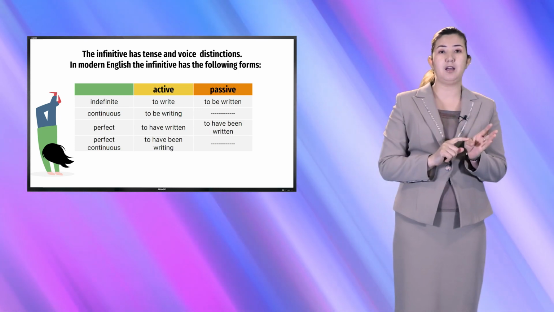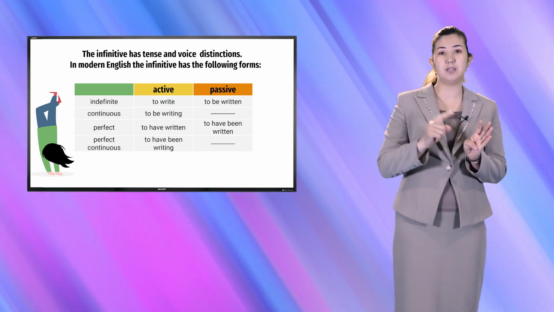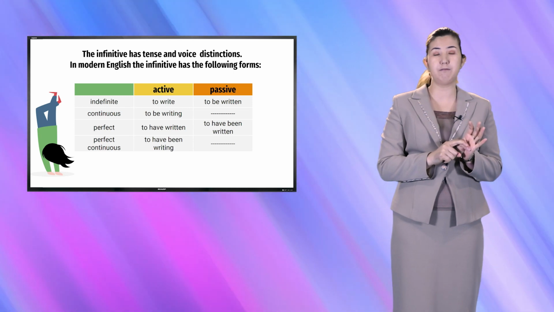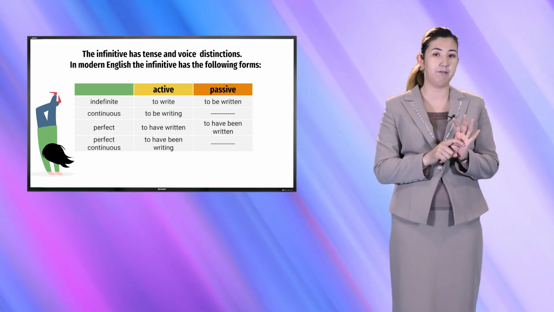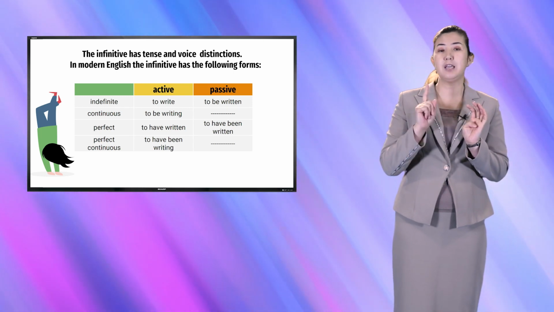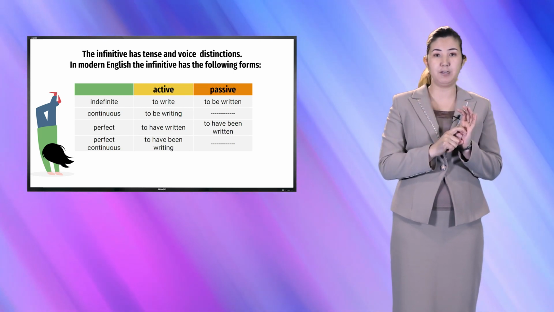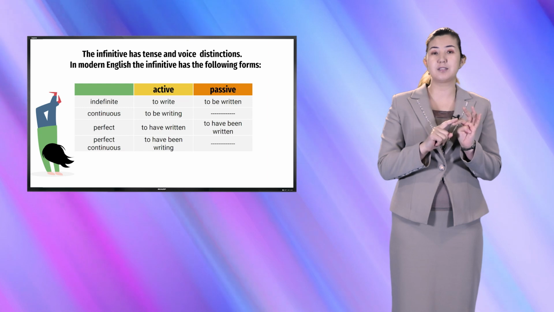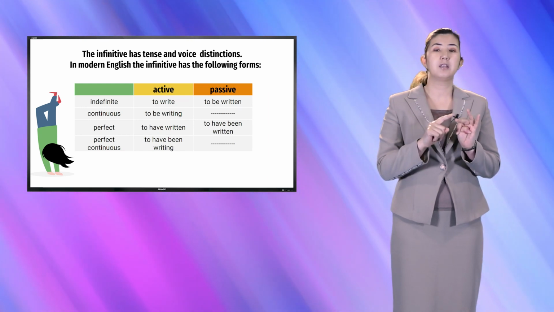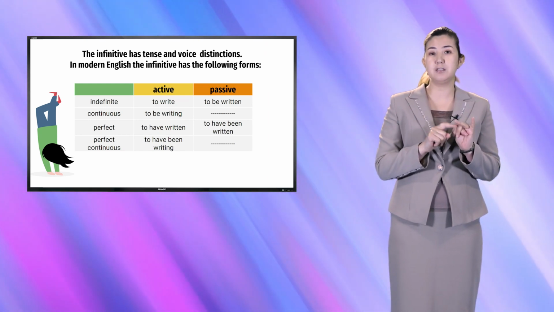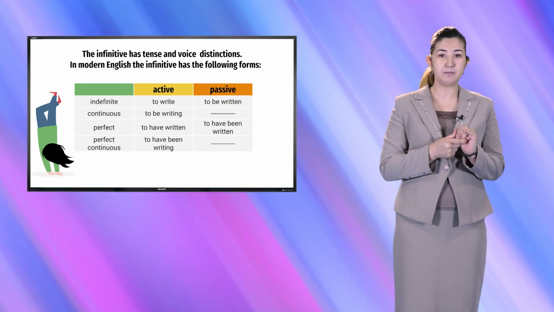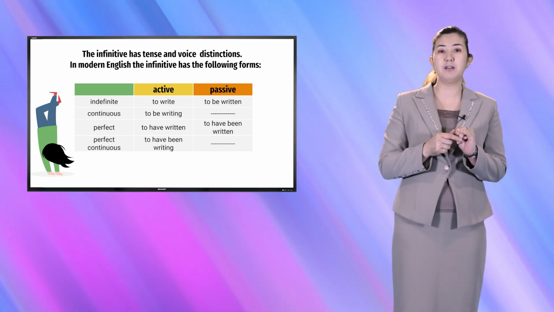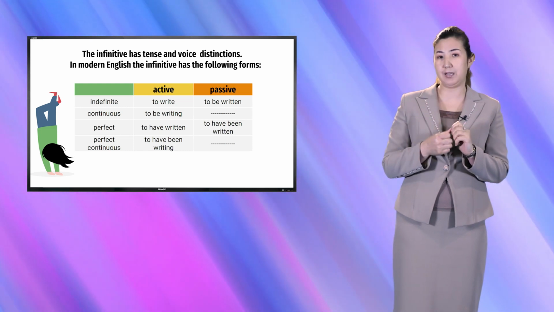Let's see the active voice, all tenses of the infinitive. The first one is indefinite infinitive, and the second is continuous infinitive. The third one is perfect infinitive, and the final one is perfect continuous infinitive. However, the infinitive has 2 forms in passive voice.